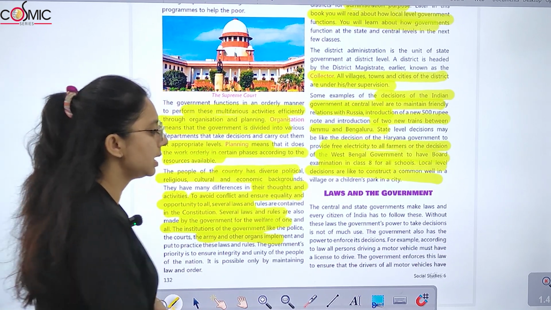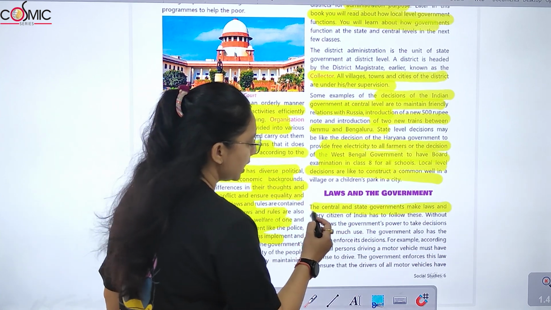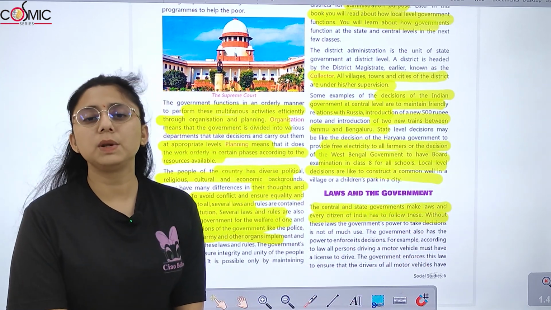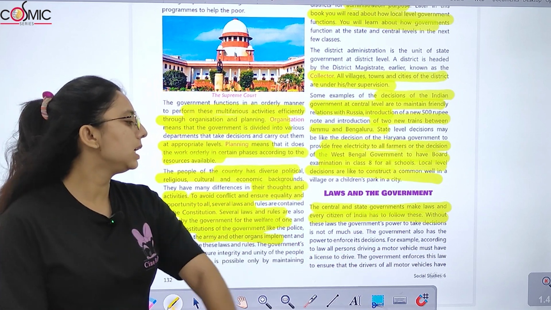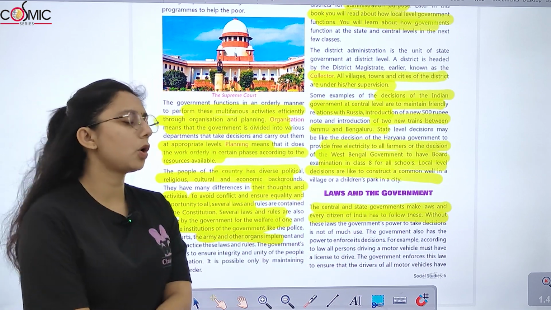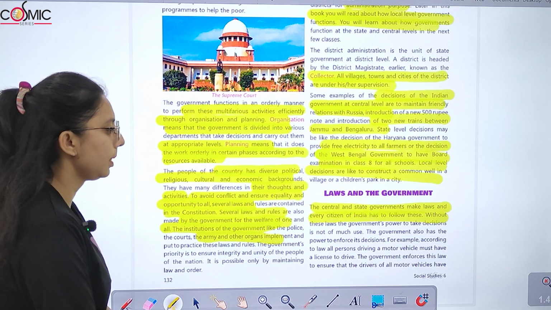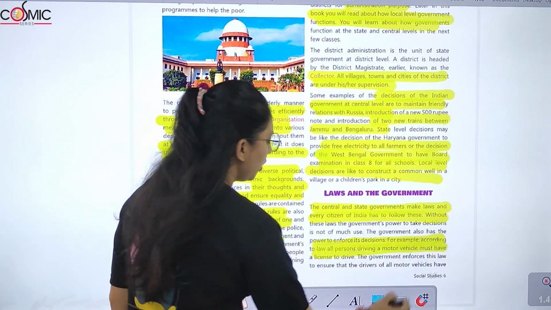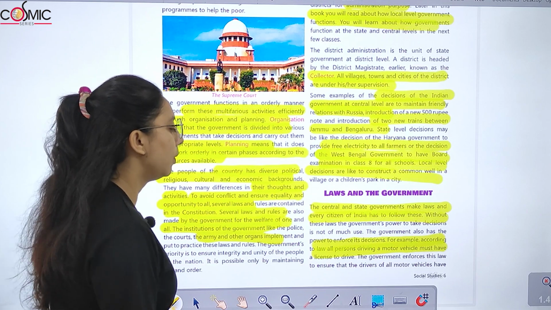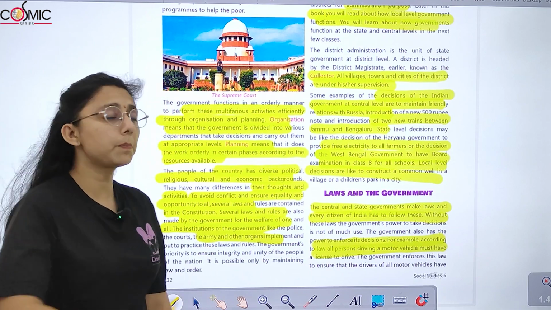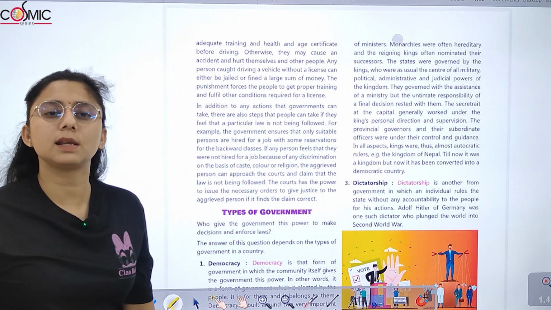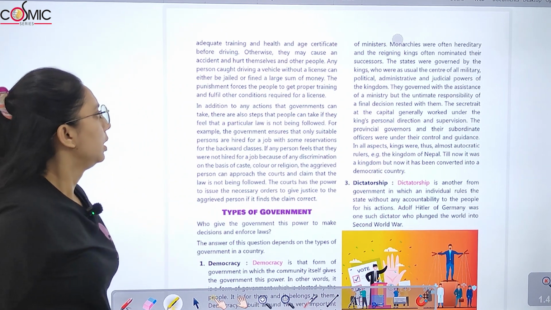Laws and the government. The center and the state governments make laws and every citizen of India has to follow them. Without these laws, the government having power to take decisions is not of much use. So the government has the power to enforce the decision according to the law. And persons who are driving a motor vehicle must have a license. This is for everyone, not just for certain persons. Whoever drives a car must have a license, right?